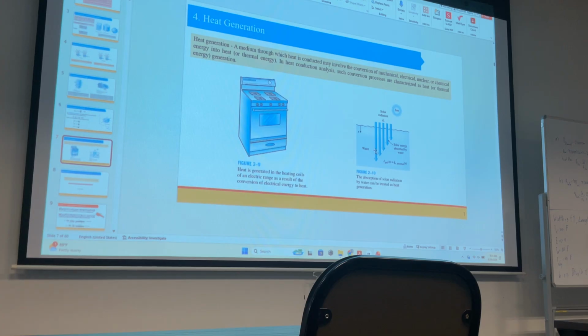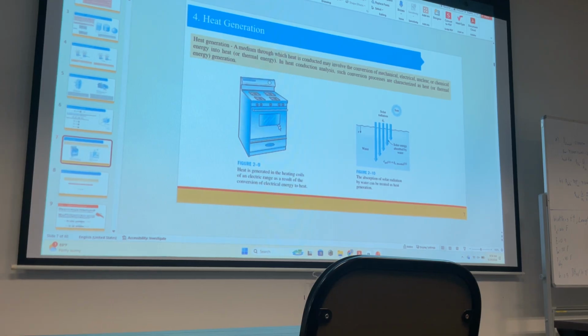In this example here, heat generation in a medium through which heat is conducted may involve the conversion of mechanical, electrical, nuclear or chemical energy into heat. In heat conduction analysis, such conversion processes are characterized as heat generation. So any type of heat you are giving, in the form of mechanical, electrical, nuclear or chemical energy.